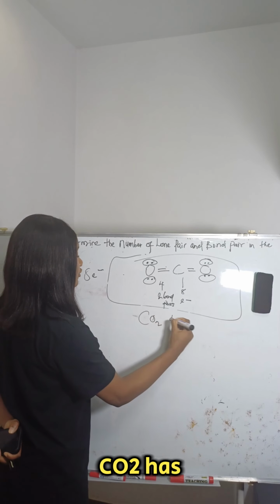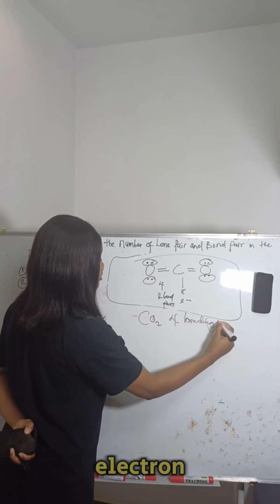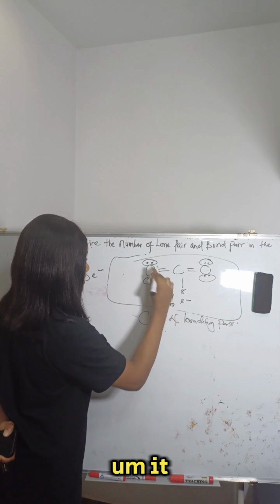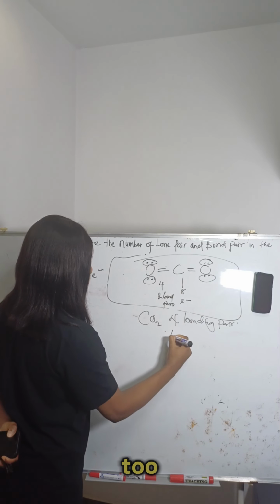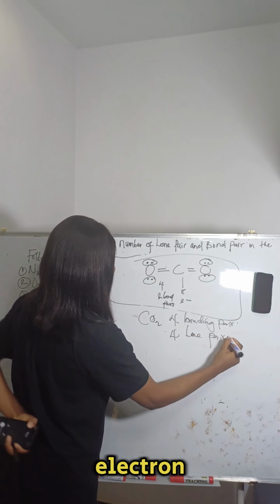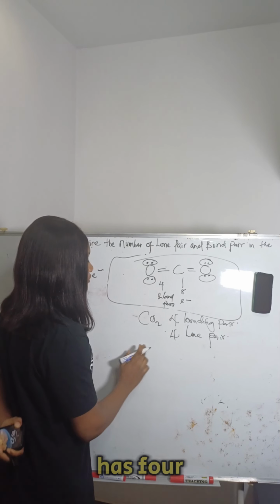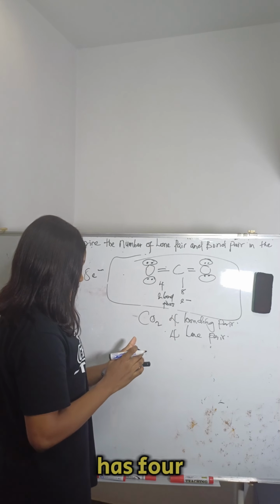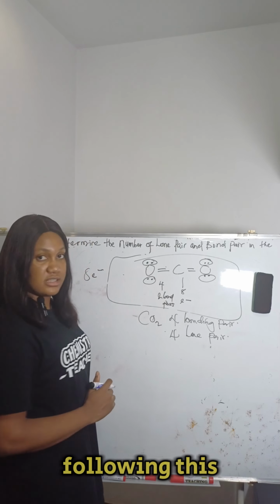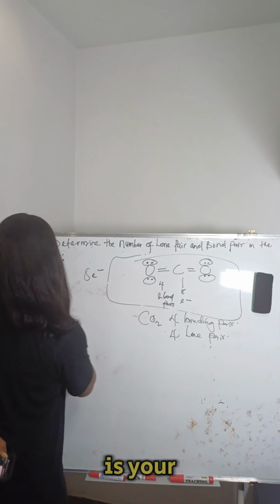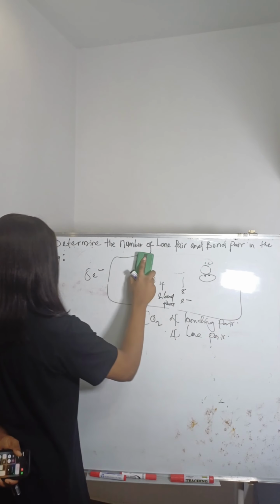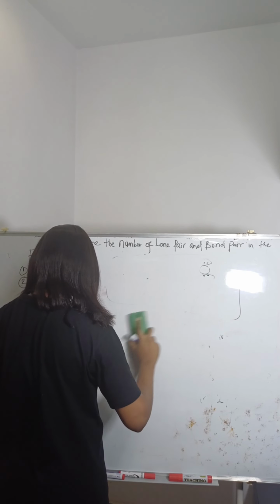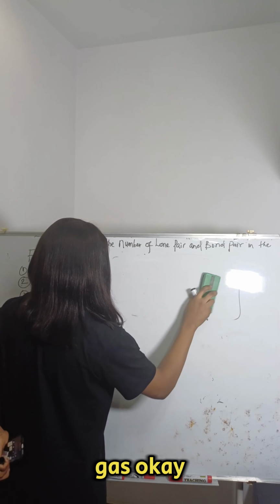So while CO2 has 4 bonding pairs of electrons, this same CO2 has 4 lone pairs of electrons too. So while this has 4 bonding pairs of electrons, your CO2 has 4 lone pairs of electrons. Hope you're following it, right? So the next thing we want to see is your nitrogen gas. Alright, so let's see your nitrogen gas, okay?